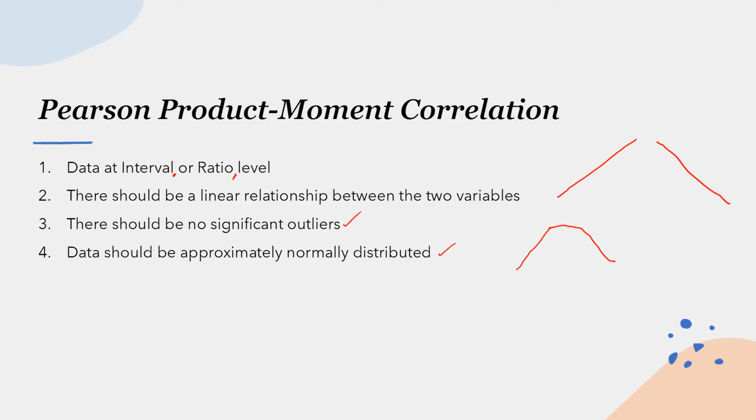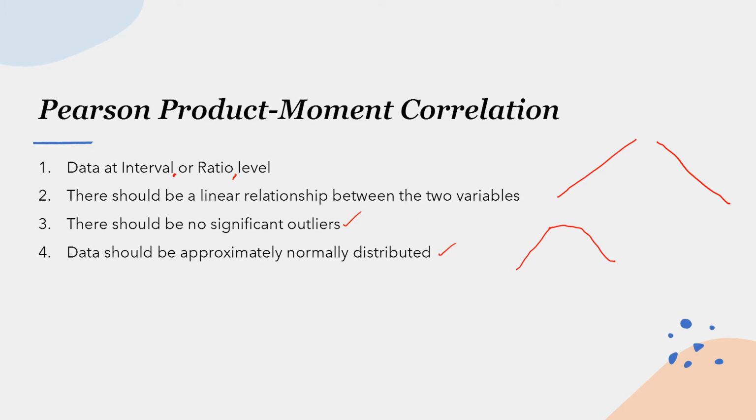Again, the data should be at the interval or ratio level. There should be a linear relationship between two variables, and there should be no significant outliers. And of course, the data should approximately be normally distributed.